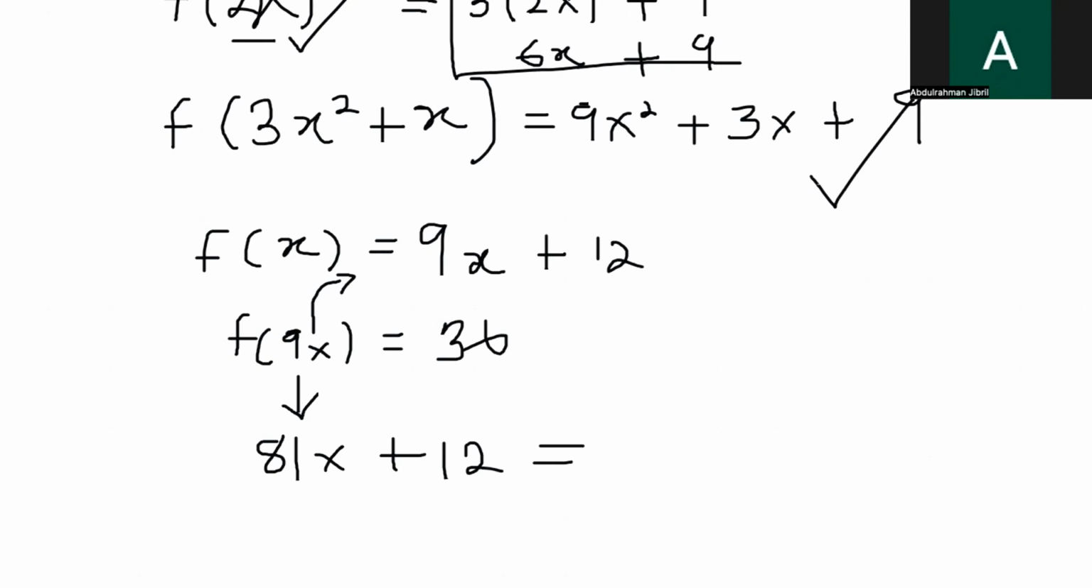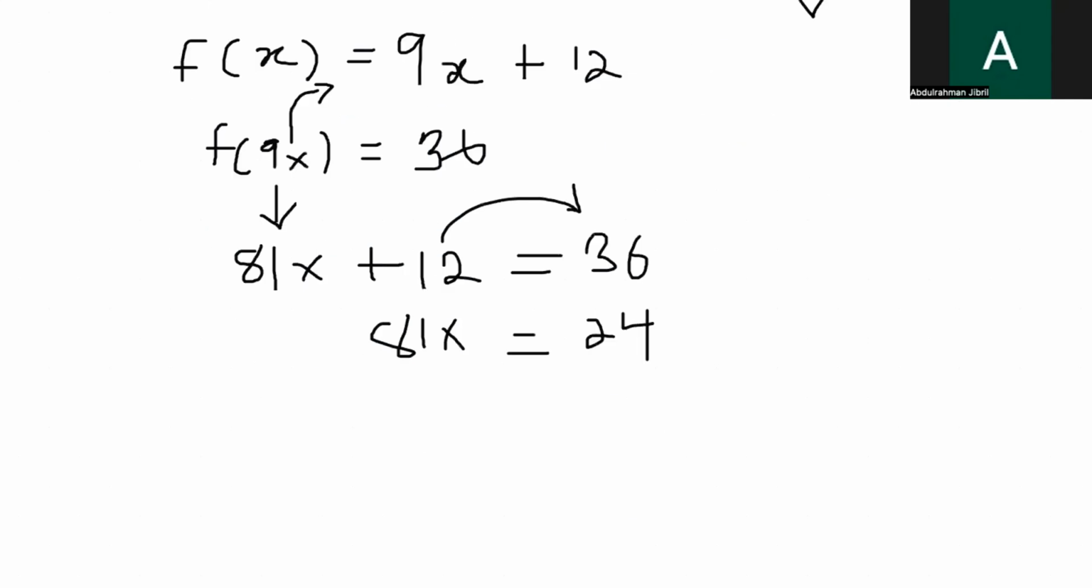12 goes to the right side, leaving us with 24. So we have 81x equals 24. Now your x would be equal to 24 over 81. 3 into 24 is 8, and 3 into 81 is 27. So you have 8 over 27. So our x is 8 over 27.